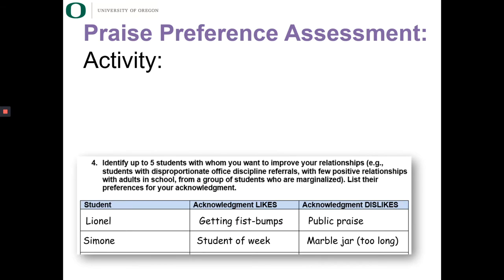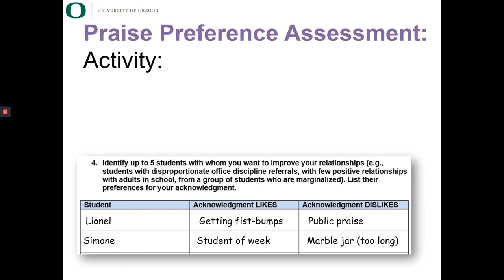Okay, so step 4 is focusing in now on a few students. So in this case, we'd recommend maybe looking at 5 students who you want to improve relationships with in your school. And this might be also something you can identify from looking at office discipline referrals, or students who have few positive relationships with adults in your school.